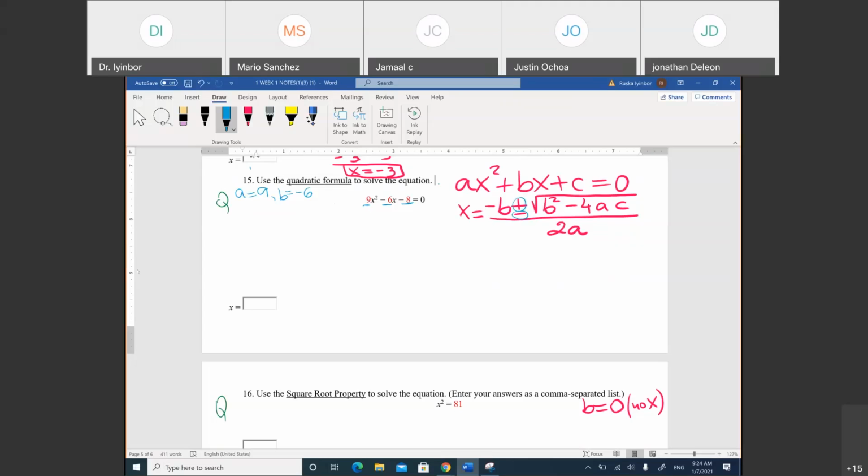Yes. How did you get the 4? This is from the formula. The formula is with negative 4. Okay.